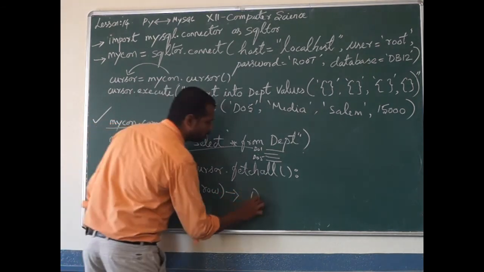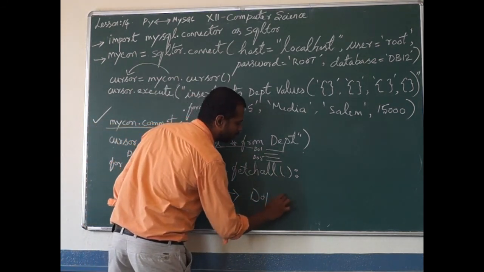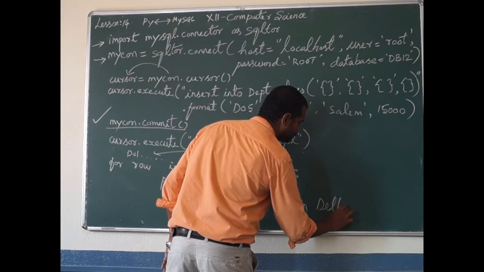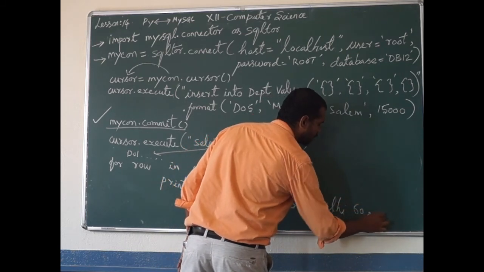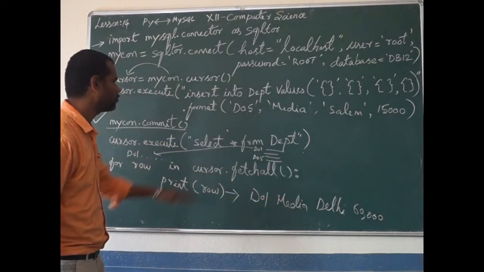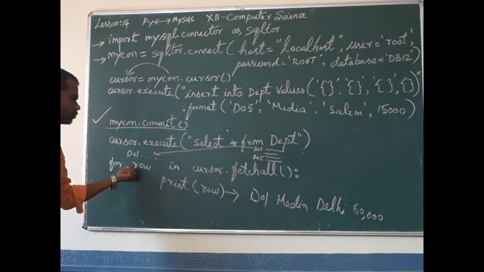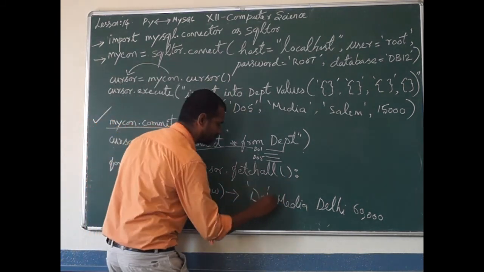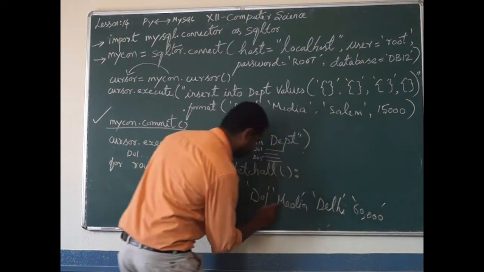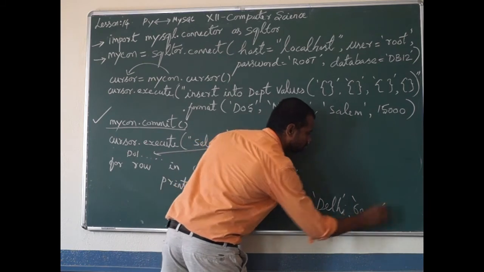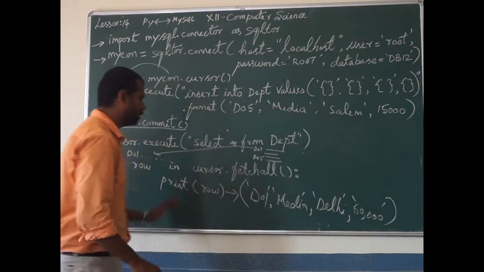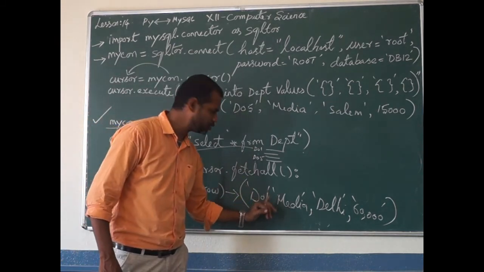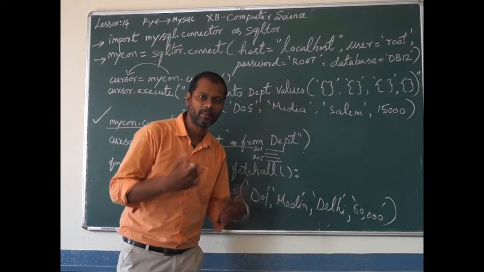Which row? D01, then the department, then another place is Delhi, then 60,000. I forgot the first line, but whatever the first line is, it will receive that. Then it will print that row. So it will print lines, and commas will be coming. This is how SQL rows print in Python. When printed in Python, it comes with single quotes and with commas.